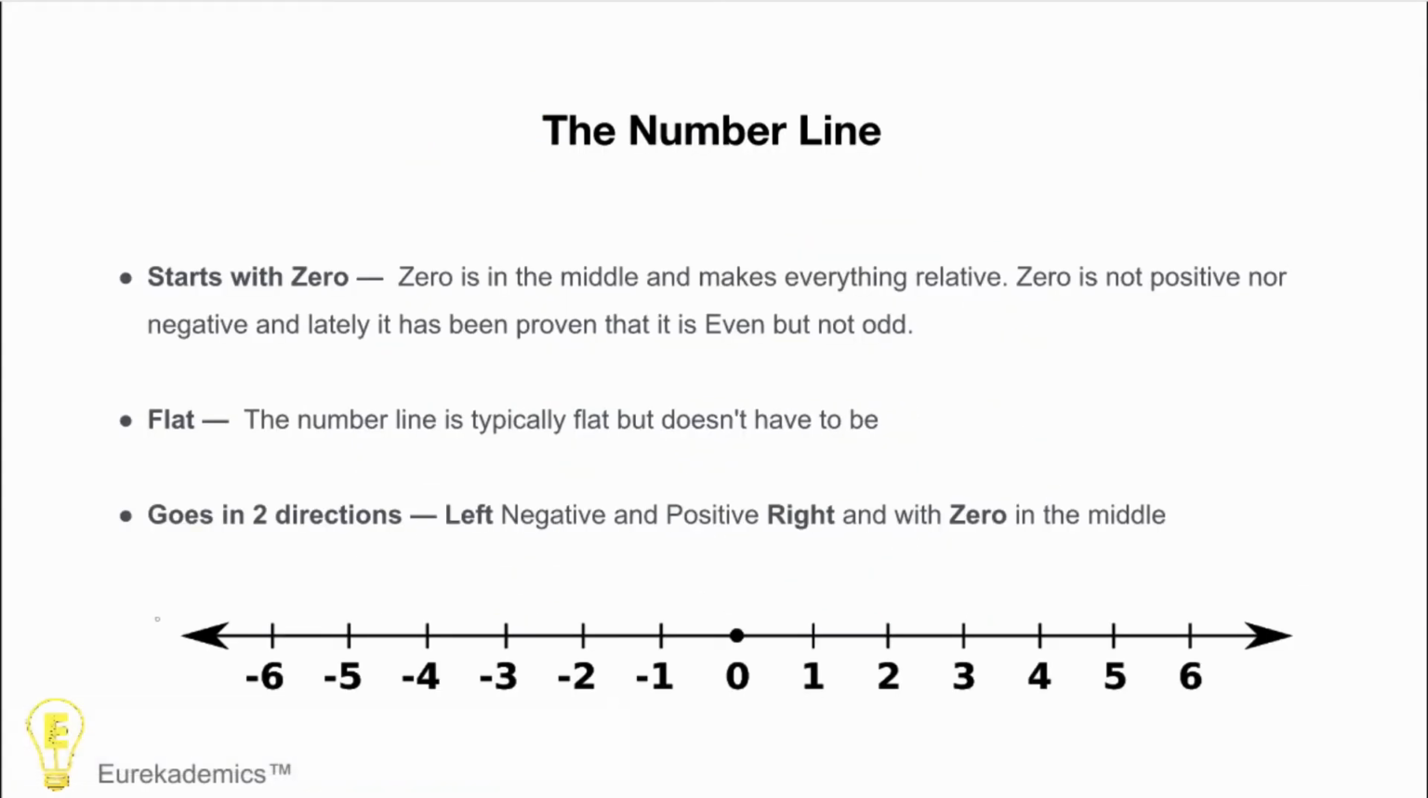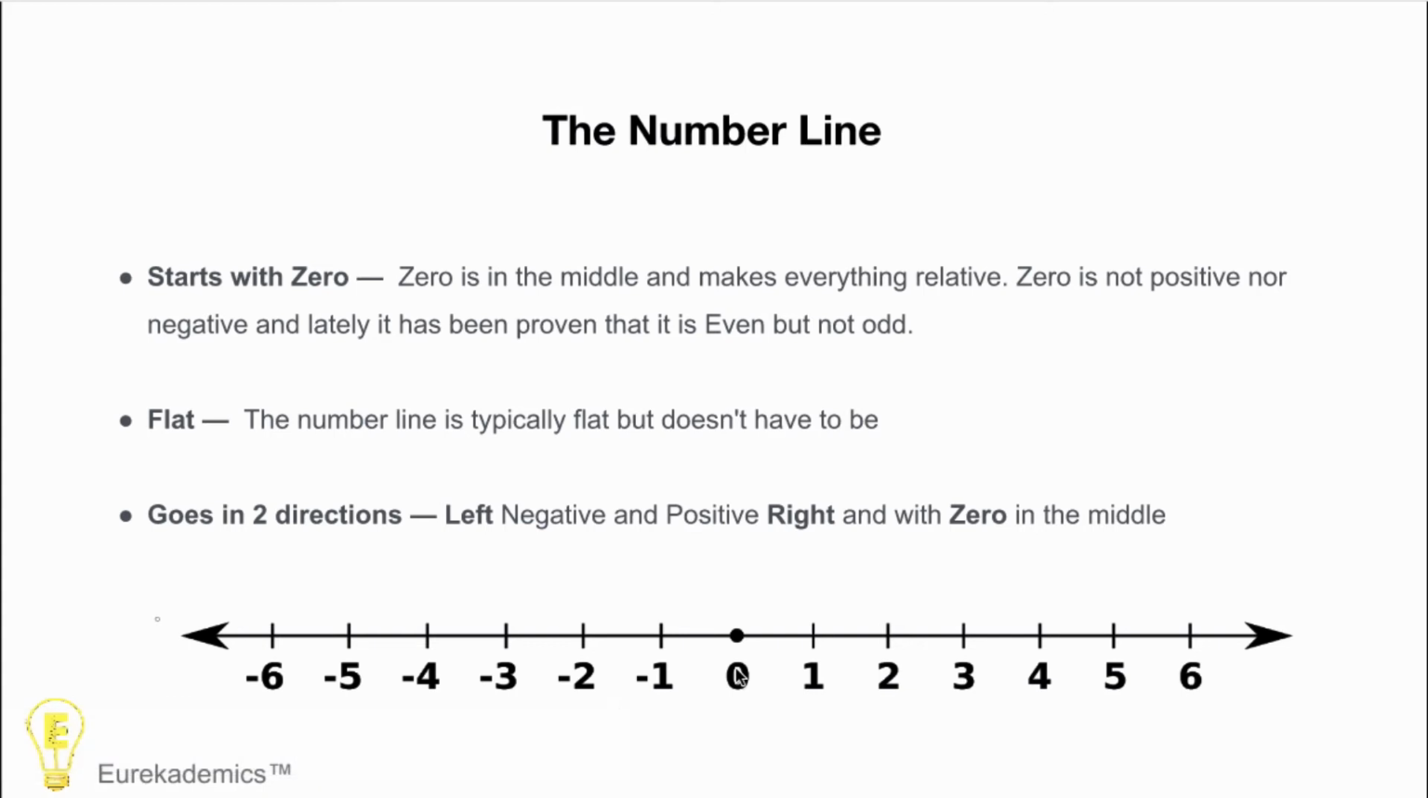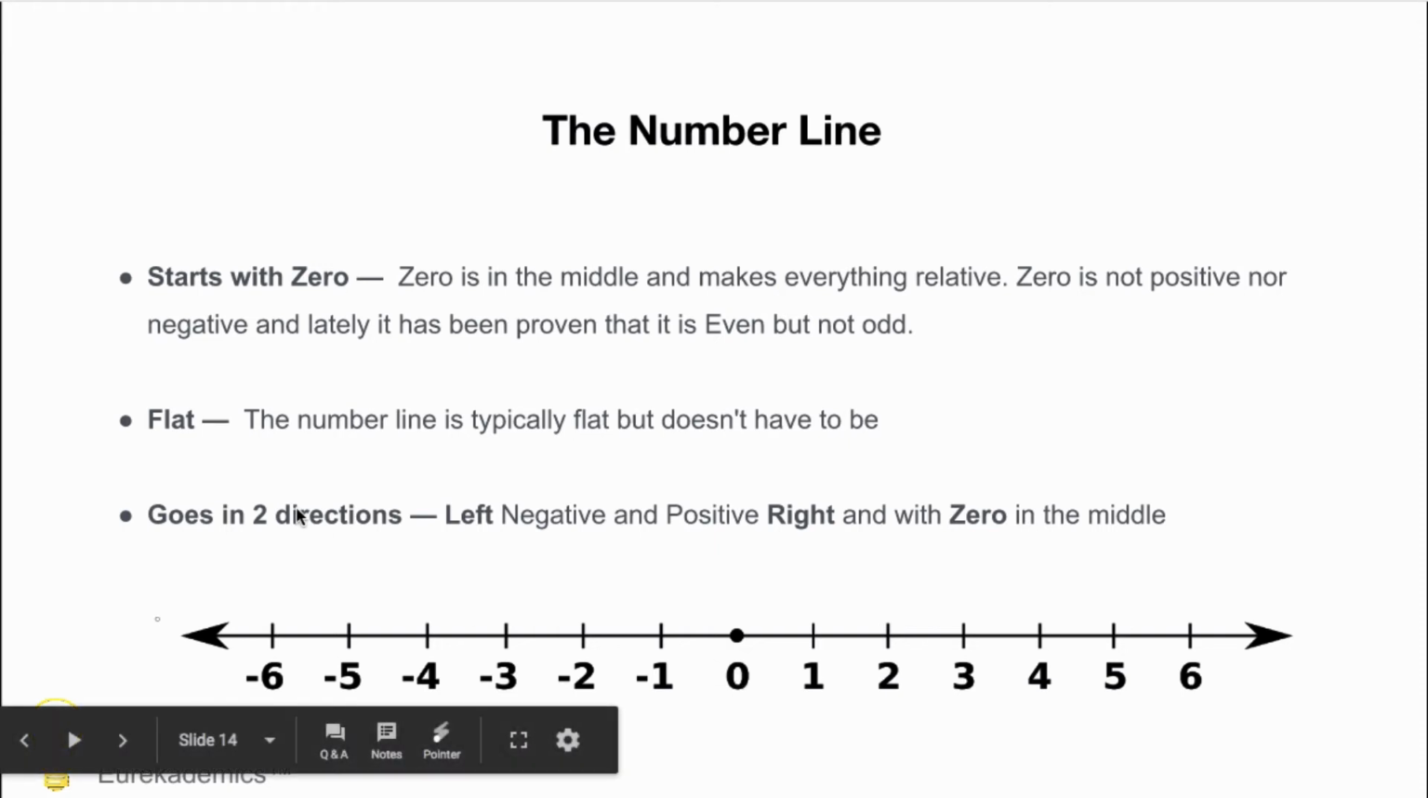Here's the number line. Everything starts with 0. It's very important that we start with 0. You don't necessarily have to, but every number line has a 0. Otherwise, the numbers don't work. It's also flat. Typically it's flat, but again, it doesn't have to be. It's represented like this, going in two directions, left usually being the negative and the right usually being the positive.